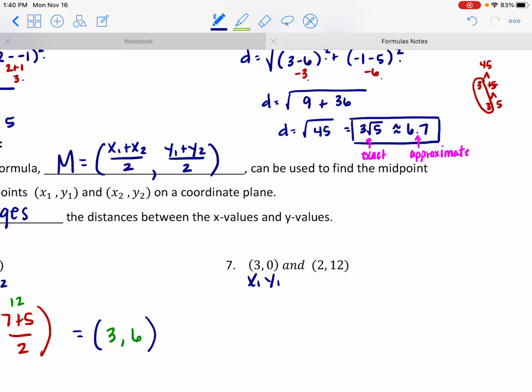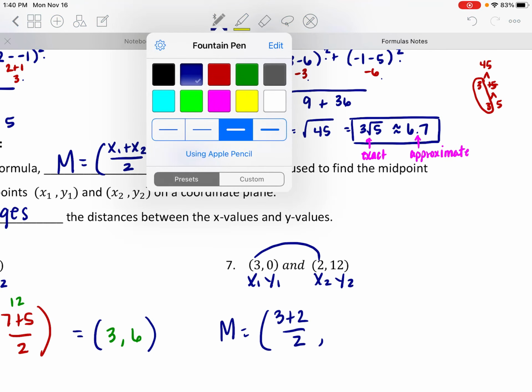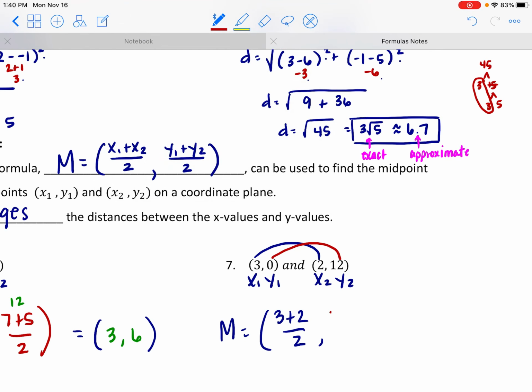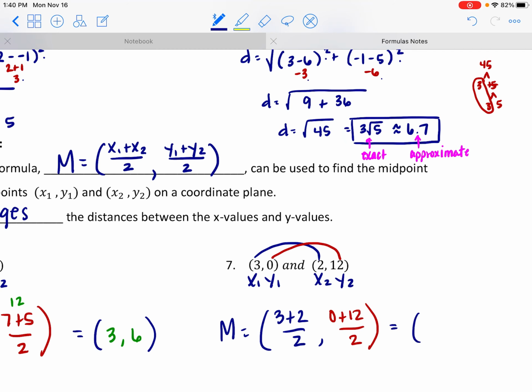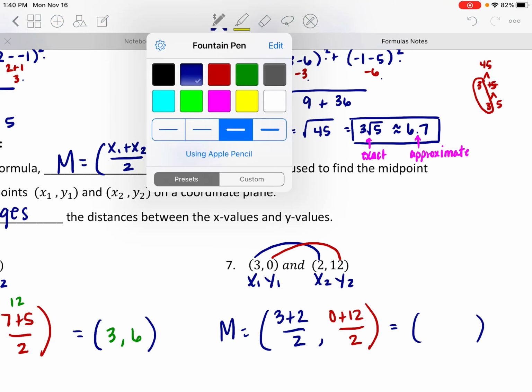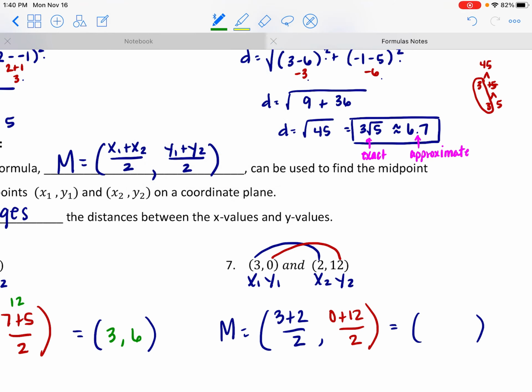Let's try that again. Here's x1, y1. Here's x2, y2. So for this midpoint, we're going to add the x's, 3 and 2, and divide by 2. And then we're going to add the y's, 0 and 12, and divide by 2. And so this midpoint is going to equal what? Well, what's in the middle of 2 and 3 would have to be 2.5, right?